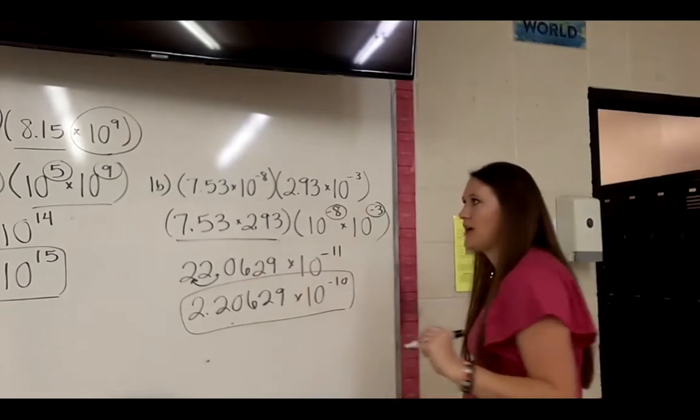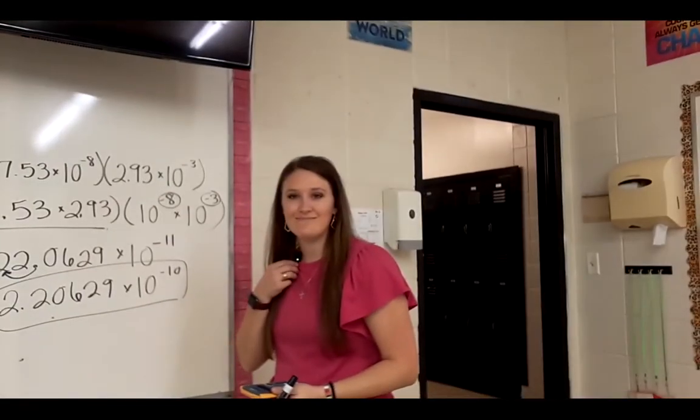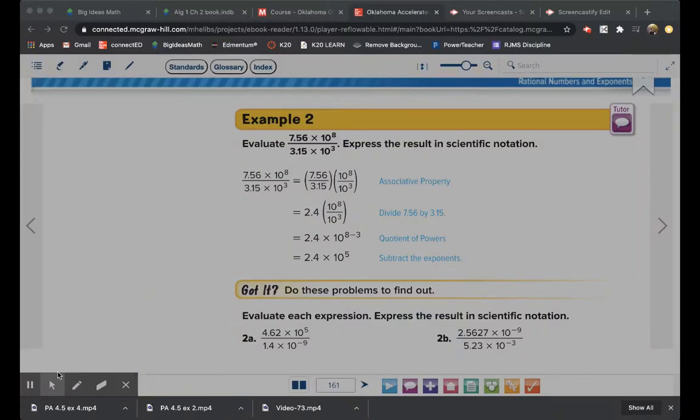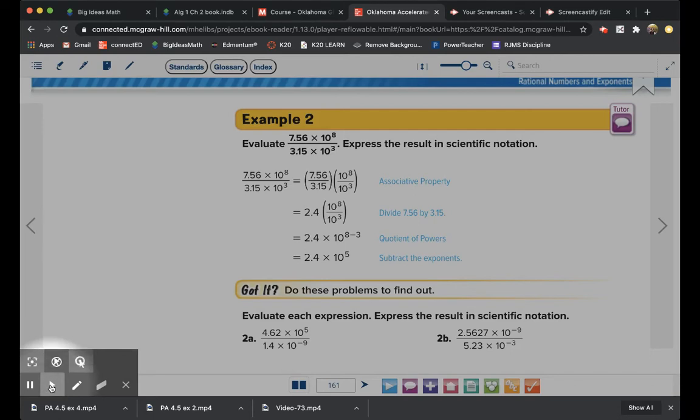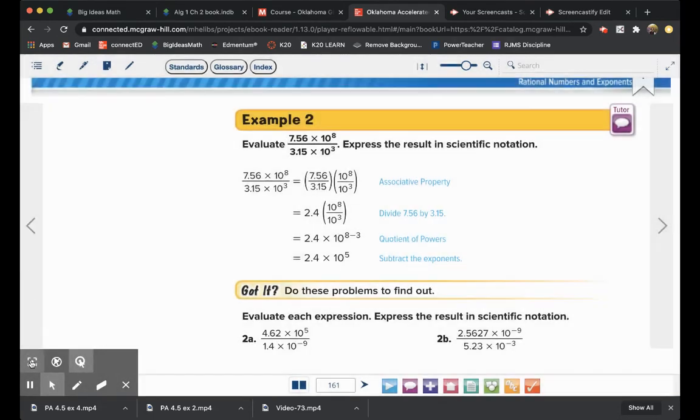All right, let's look at example 2. Okay, so we just looked at example 1. I don't know why that's doing that, sorry. Now we're going to look at example 2. So we just multiplied, now we're going to look at dividing.